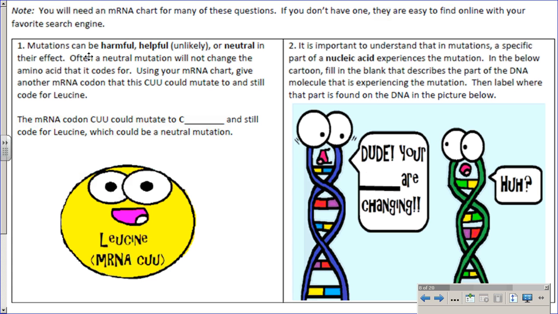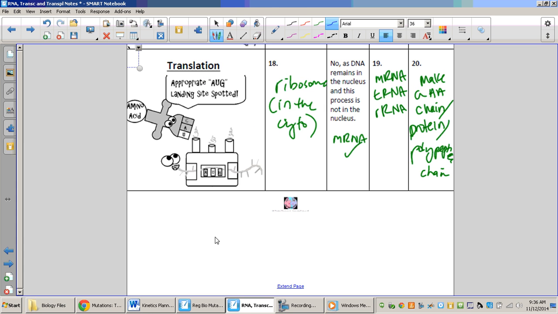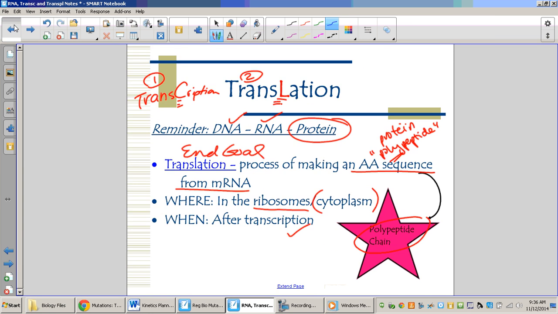Different diseases. Okay, mutations can be harmful, helpful, which is sometimes unlikely, or neutral in their effect. Often a neutral mutation will not change the amino acid that it codes for. Using your mRNA codon chart, give another mRNA codon that this CUU could mutate to and still call for the same amino acid. So what it's asking us to do is look at the amino acid codon chart we looked at last week.